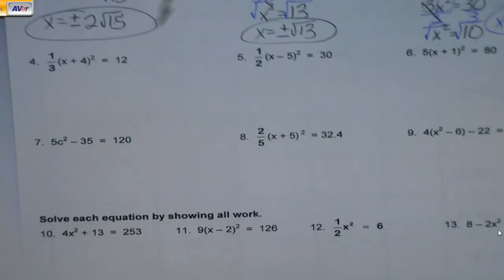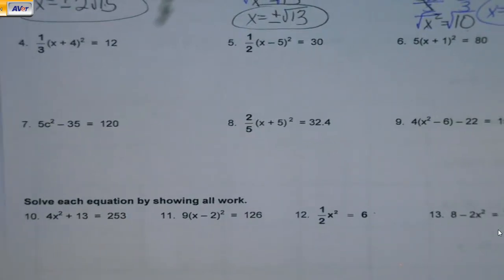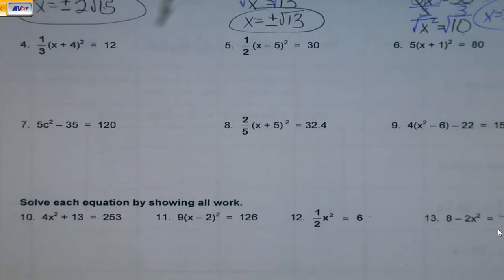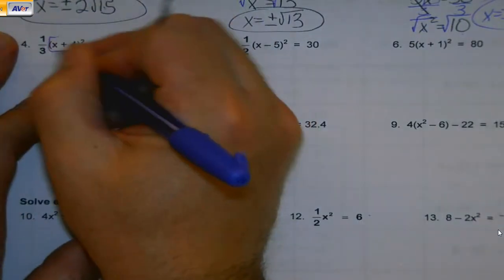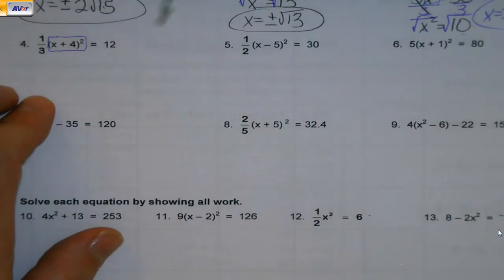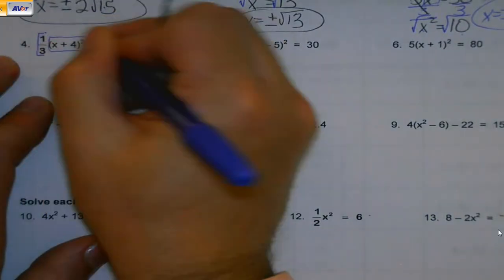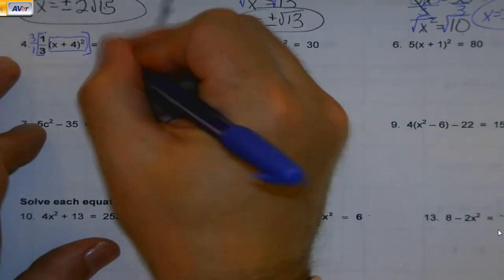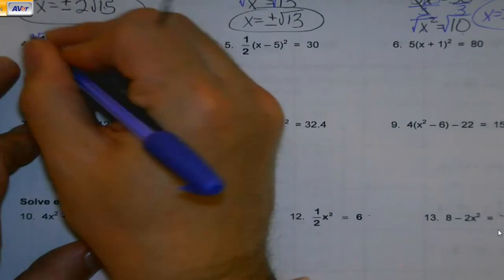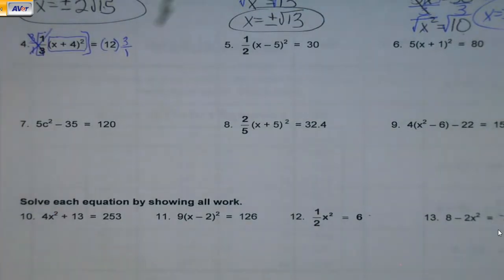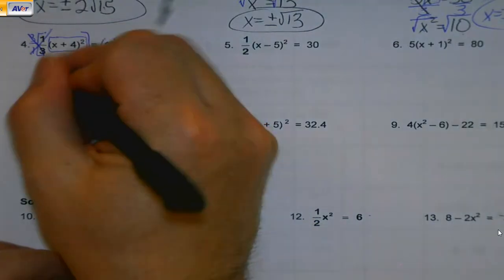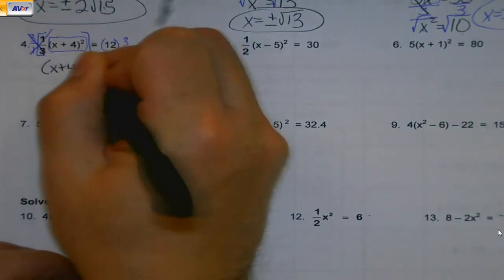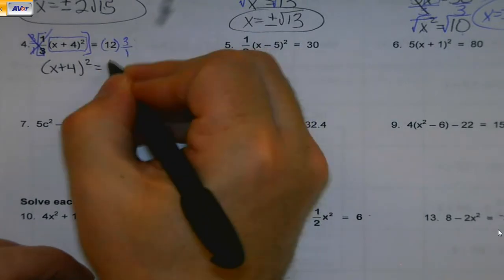Now here, oh boy. I know all sorts of fun things that can happen on this problem. Okay, first goal. Get the parentheses alone. Like, okay, how do I do that? Whatever fraction is in front, we're going to multiply both sides by the reciprocal. We're going to flip it. Because by flipping it, 3 over 1 times 1 over 3 cancels. Twelve times 3 is 36.